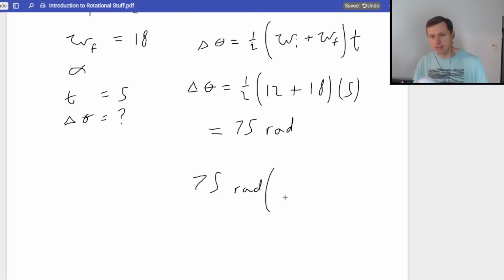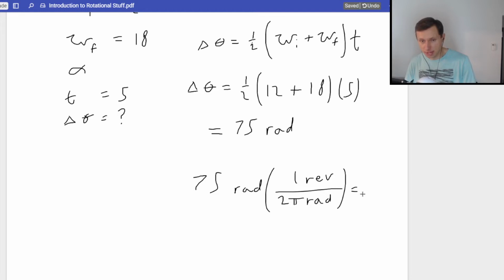Again, I'm going to divide by 2 pi radians in the numerator, 1 revolution or 1 rotation. It's the exact same thing. So 75 divided by 2 divided by pi, we're going to get 11.9, and that's revolutions. I forget what I said, if we want to round or not, but it doesn't matter since this is only half the answer anyway.